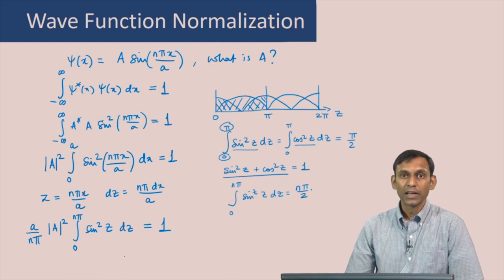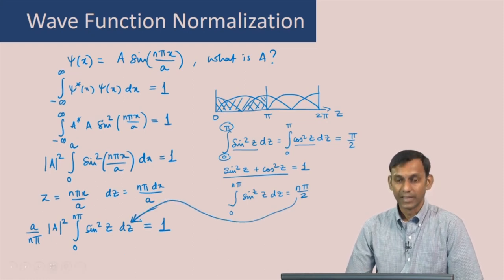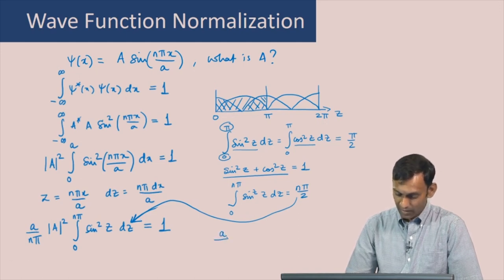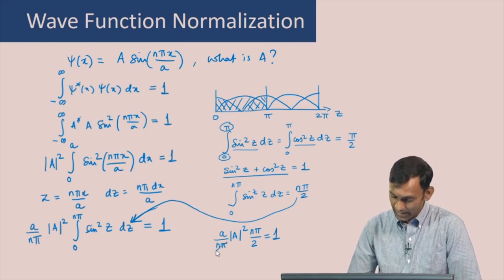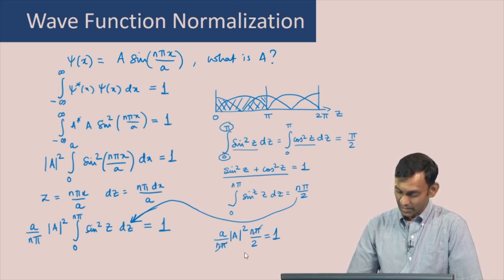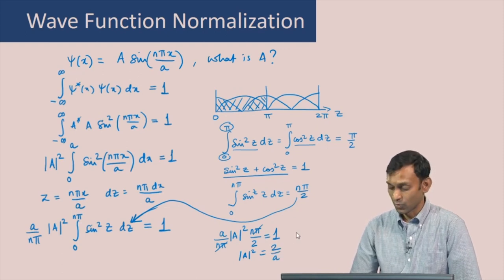If we substitute the value of this integral back here, then we get a over n pi, A squared, n pi by 2 is equal to 1. If we cancel the n pi here, then you see that capital A squared is equal to 2 over a, and then one of the allowed values for A is square root 2 over a.